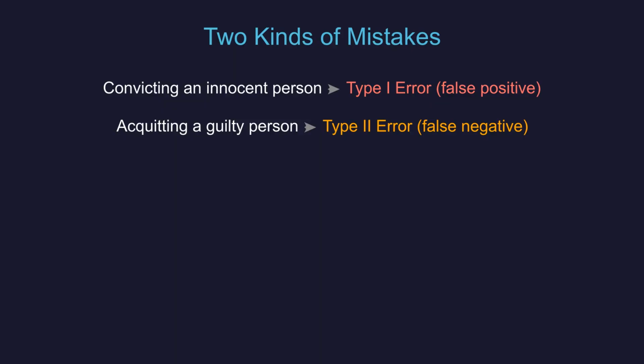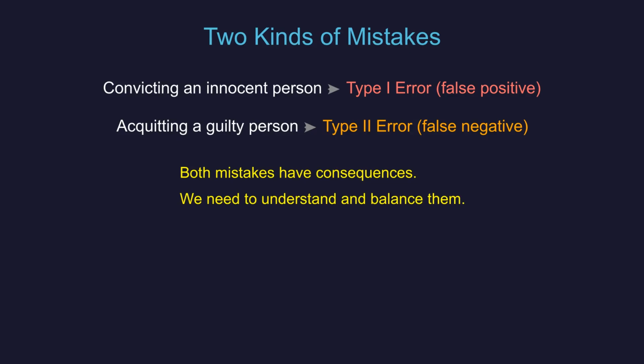The second is like letting a guilty person go free. We fail to reject H0 when it's actually false. This is a Type 2 error, a false negative. Both mistakes have real consequences, and we need to understand how to balance them.